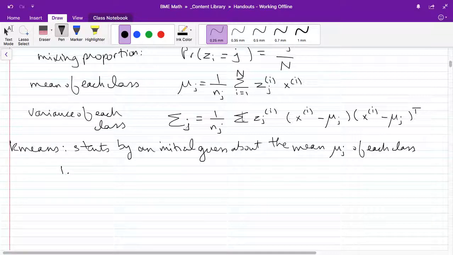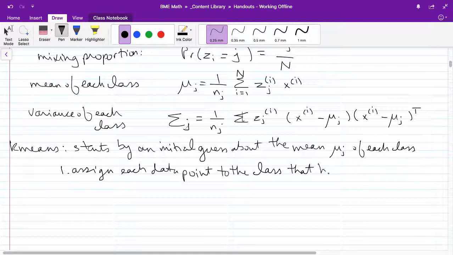Then what we're going to do is that if I have the mean, then what I can do is assign each data point to the class that has the closest center. Right, so you can do that. You can find the distance of every data point to that center, and that's going to say, okay, whichever center you're closest to, that's the class that you belong to. So now you've labeled every data point, right?